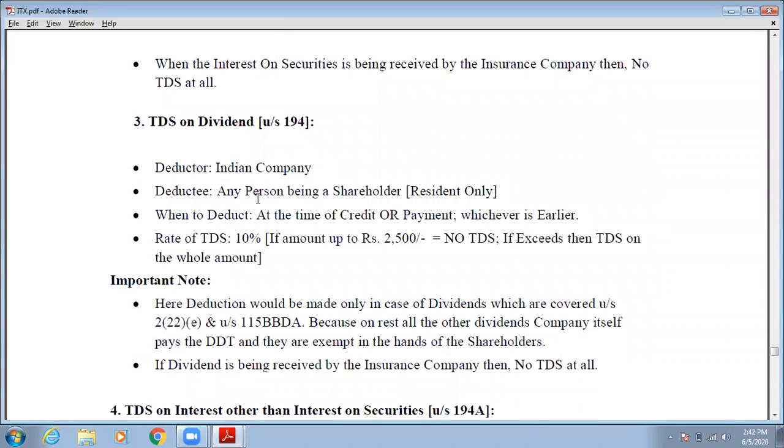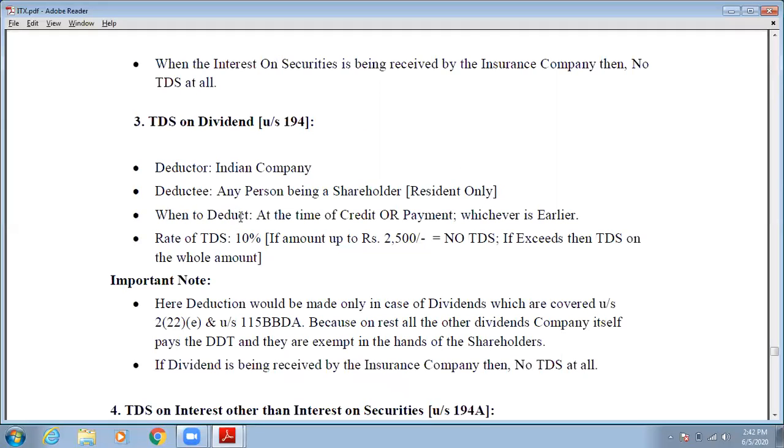Who will be the deductee? Any person being shareholder. Only resident. If the person whom you are paying the dividend is the shareholder, and that shareholder must be resident only. Okay, if there is no resident shareholder, then this provision will not be applicable. If the shareholder is resident only, then in that case this provision will be applicable.